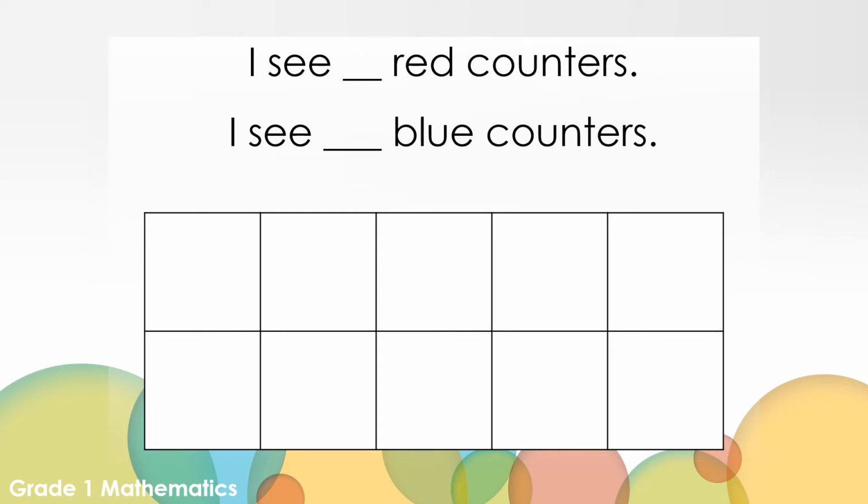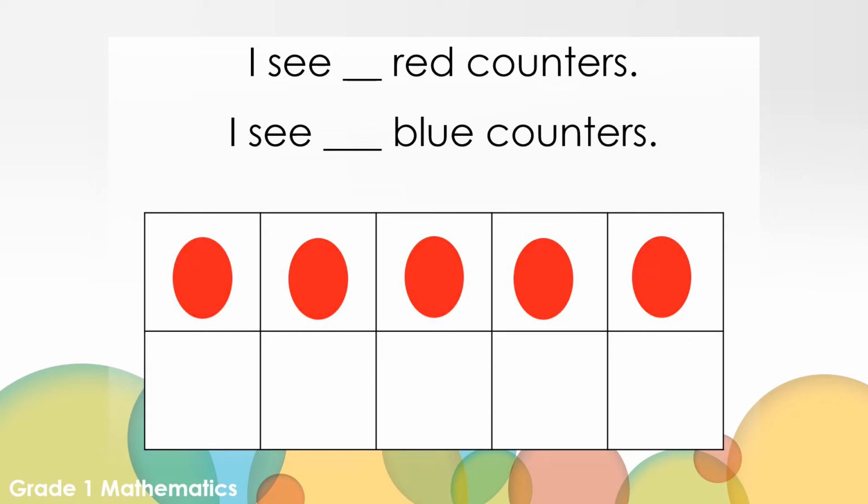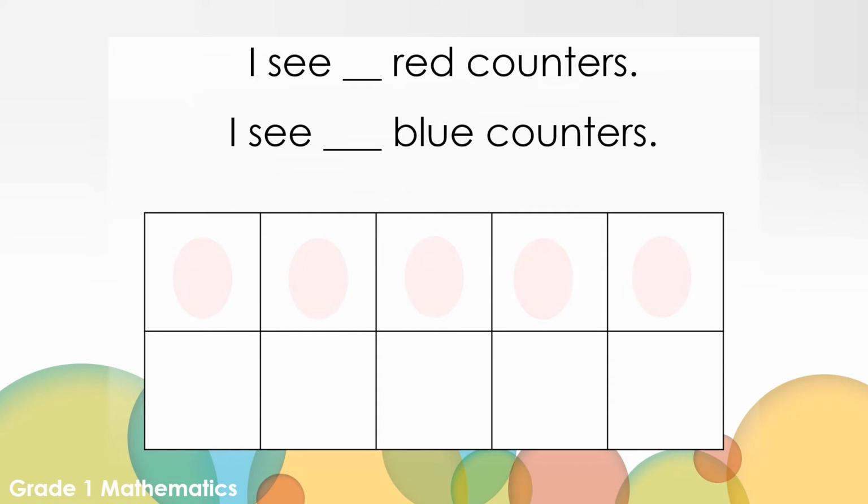We're going to continue using our 10 frame. Remember, our counters are going to appear and then disappear. Think about how many you see. How many red counters did you see? How many blue counters did you see? I see 5 red counters. I see 0 blue counters. 5 plus 0 equals 5.